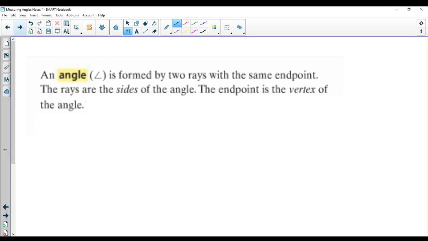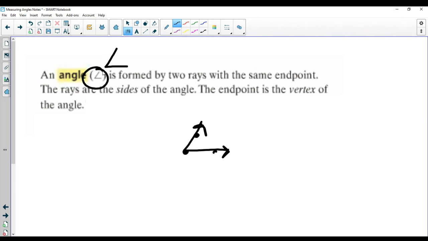An angle is formed by two rays with the same endpoint. The rays are the sides of the angle, and the endpoint is called the vertex of the angle. This symbol is the angle. I call it a lopsided L. To give you a picture of what an angle looks like, just a basic one. Well, it helps if it's straight. Alright?